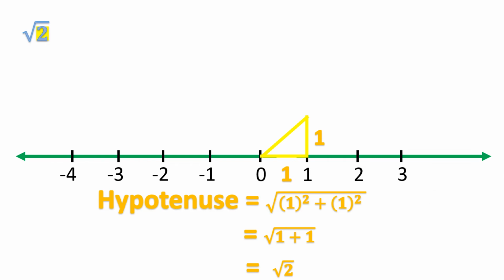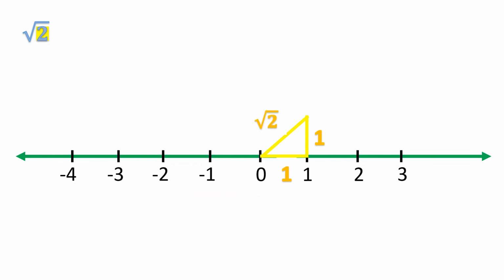So let's see. The hypotenuse is root 2, as you can see. Now we have root 2 here. But where do we actually need root 2? We need to plot root 2 on the number line, right? Likewise, here we have 1 on the number line, 2 on the number line, 3 on the number line. So likewise, we need to plot root 2 also on the number line. So we have to take a geometry box and take the compass out of the geometry box. We are going to use the compass in order to plot root 2. Okay, so let's see the procedure.